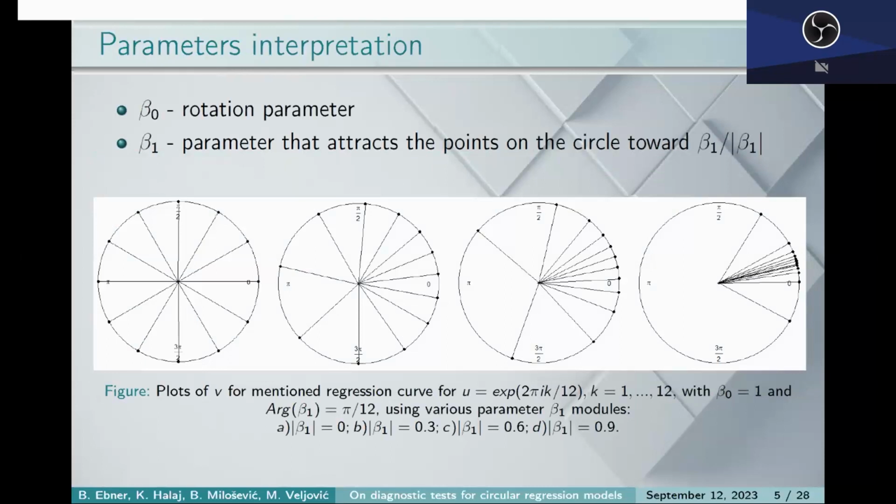divided by its module. And from one concrete example, we can see that with increasing module of beta 1, the first case is the case with module 1, the second with module 0.3, and so on. We can see that with increasing this module, the concentration of points around beta 1 scaled with module is also increasing.